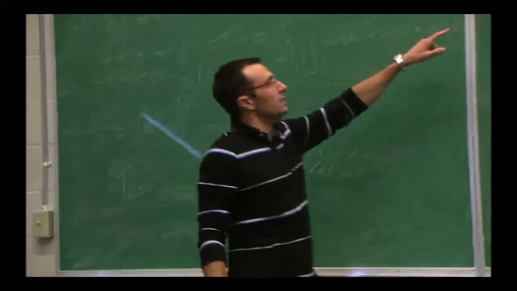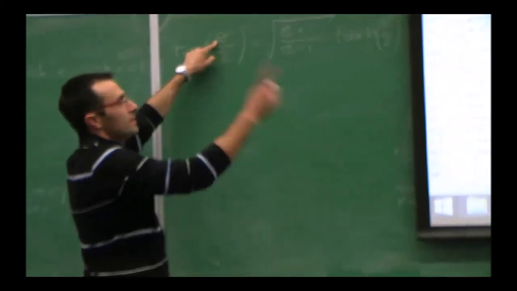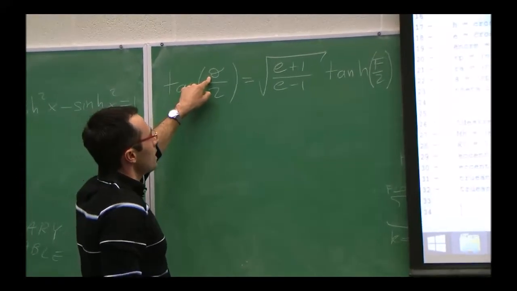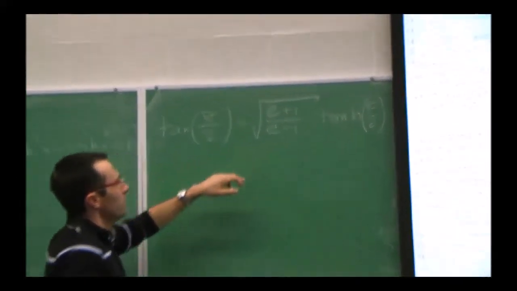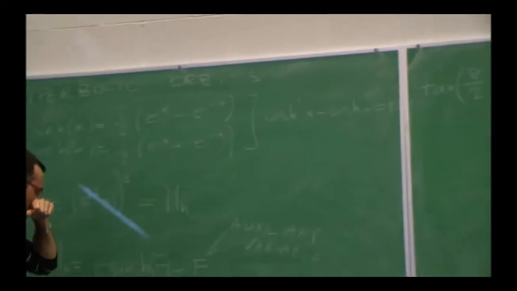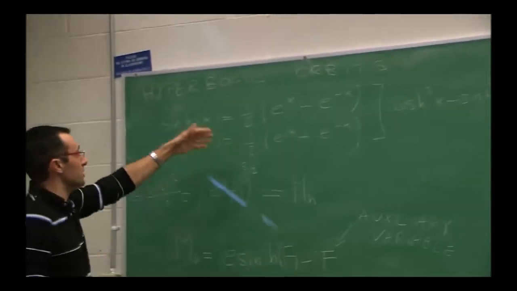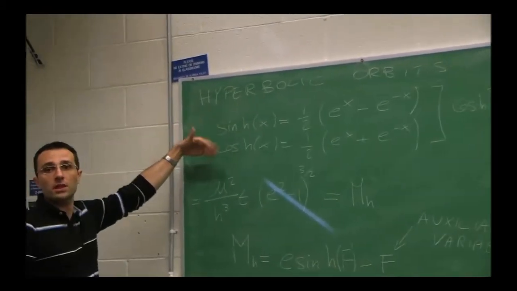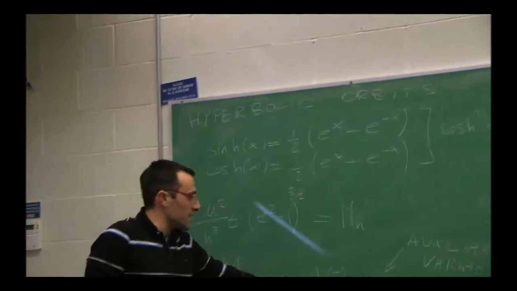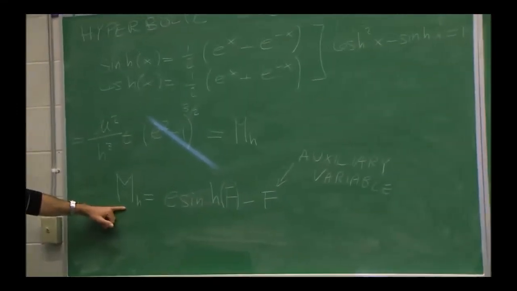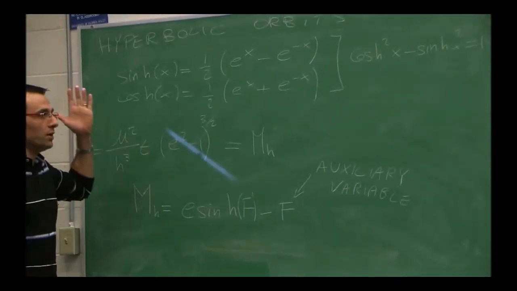So if I'm giving you theta, if I'm telling you my satellite is at this true anomaly, you compute F from here, inverting that expression. Of course, the hyperbolic tangent is the ratio of these two, sine over cosine. Substitute here, find MH, and then you have your time.